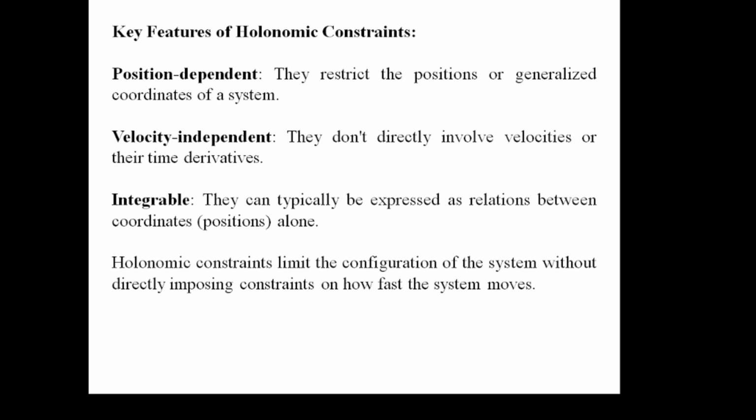So what are the main factors for holonomic constraints? First, this is position dependent, that means it is restricted in the position or generalized coordinates of a system. Second, this is velocity independent and integrable, that means the constraint equations are related to the position coordinates only. So the holonomic constraints limit the configuration of the system without directly imposing constraints on how fast the system moves.